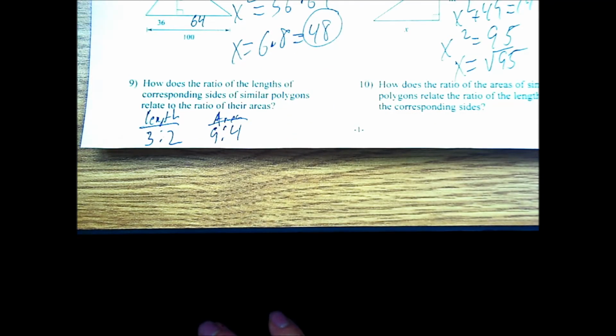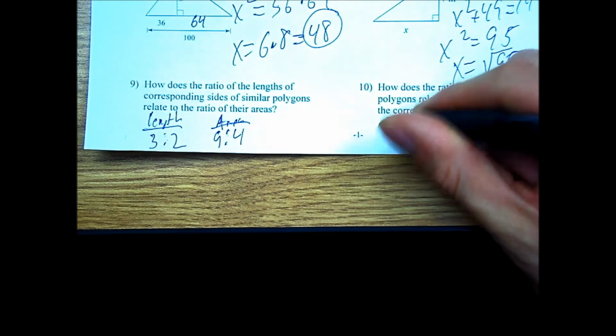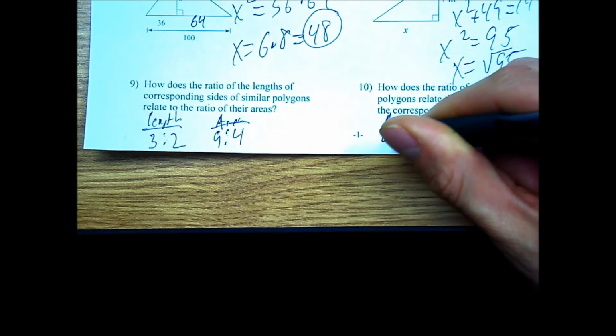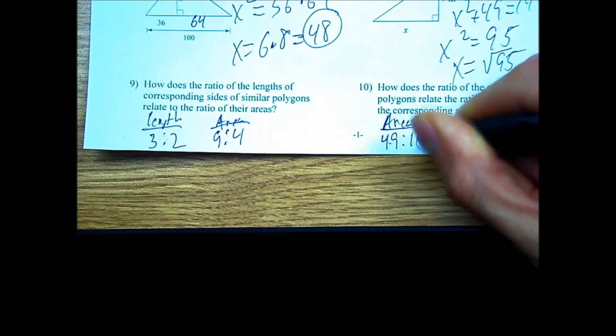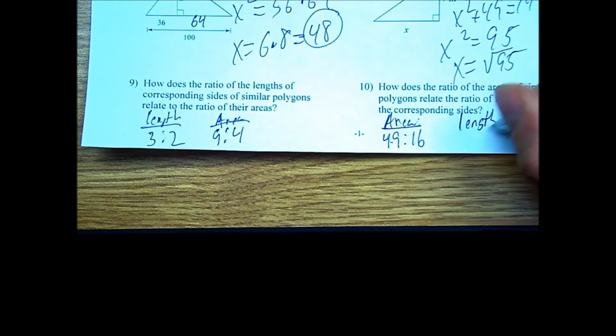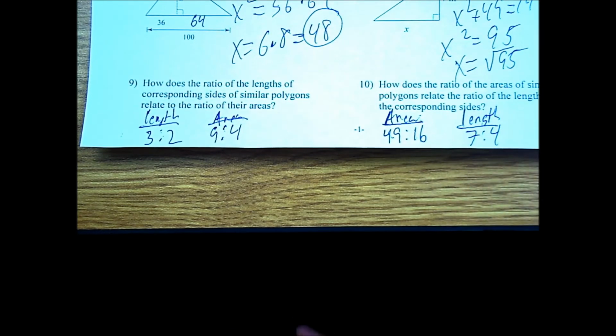The area ratio is the square of the length ratio. And the backwards of that statement is true as well. So if the area ratio was 49 to 16, the length ratio would be the square root of that, 7 to 4. The area ratio is the square of the length ratio, and the length ratio is the square root of the area ratio in terms of words.